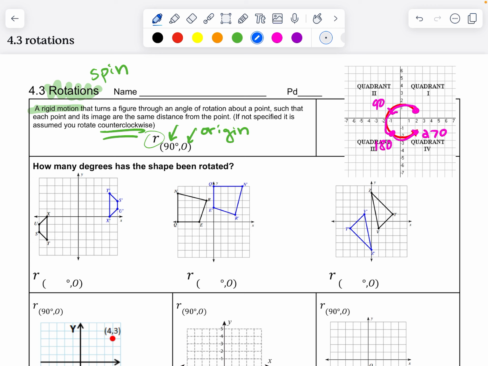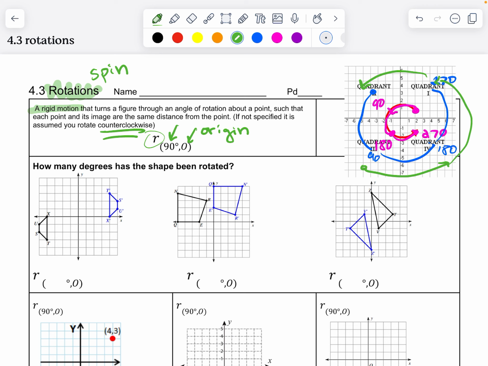Let's see, if I were to start in quadrant 2, that would be a 90, 180, 270. If I were to start in quadrant 3, 90, 180, 270. You see where we're going here. So depending on where you start is where you're going to end up.